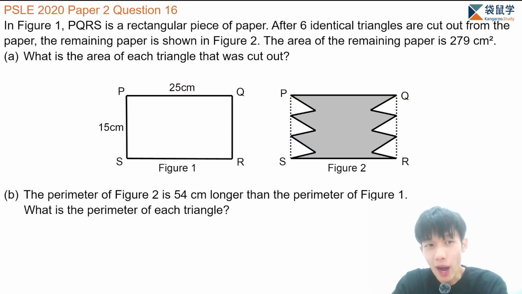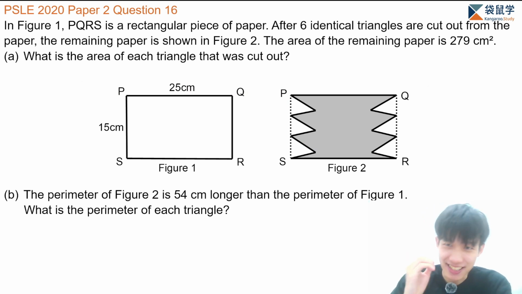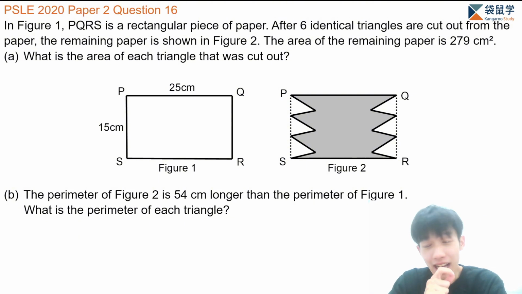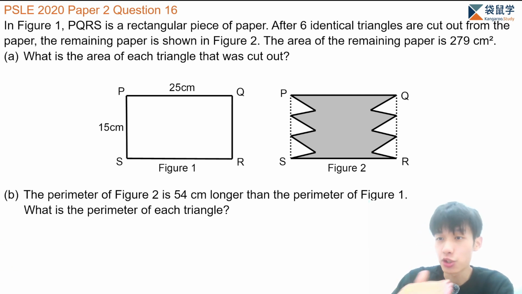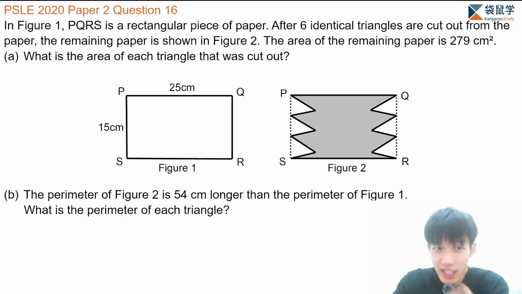In figure 1, PQRS is a rectangular piece of paper, and after six identical triangles are cut out from the paper, the remaining paper is shown in figure 2. And here we get figure 2. The area of the remaining paper is 279 centimeters square. So question A asks, what is the area of each triangle that was cut out?